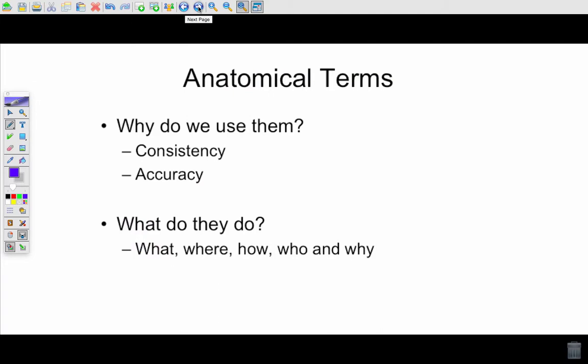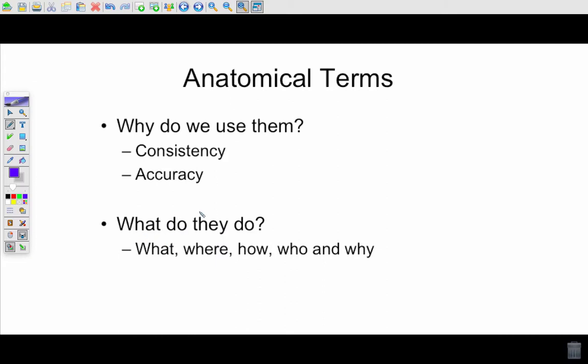All right, anatomical terms. We use anatomical terms so that we're consistent, so that everybody knows what we're talking about. You wouldn't want to have doctors at one hospital in one state use different anatomical terms than they would in another state. So we want to be consistent and accurate. You would not be on a call and call in and say that, hey, a patient has a boo-boo on their arm. You want to be accurate. You want to say where it is on the arm, maybe which bone you think is broken, what type of break it is.